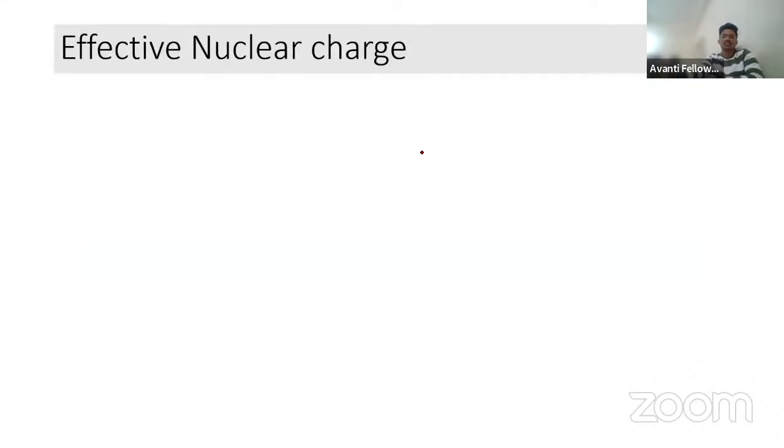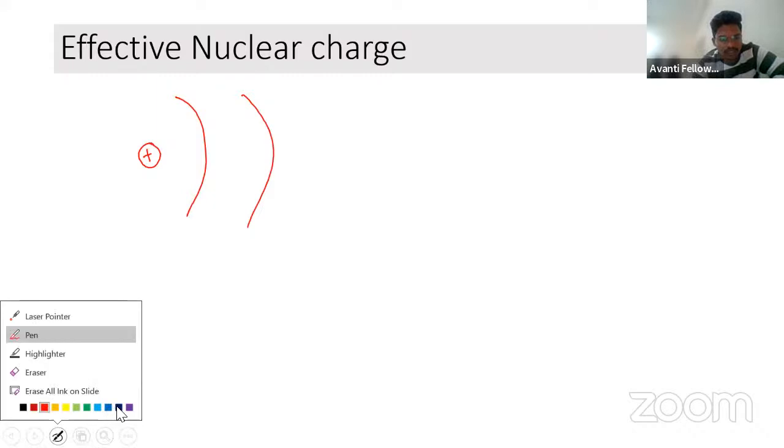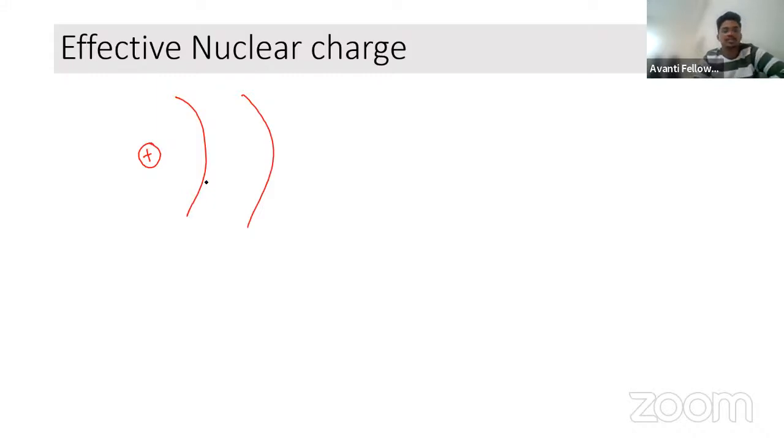Effective nuclear charge. What is the meaning of effective nuclear charge? We have 20 minutes, and I'll cover all the basics of effective nuclear charge. Just focus here. First of all, this is my atom. Let me take another color so that it will be very easy to understand. This is my nucleus. Everyone will accept it.